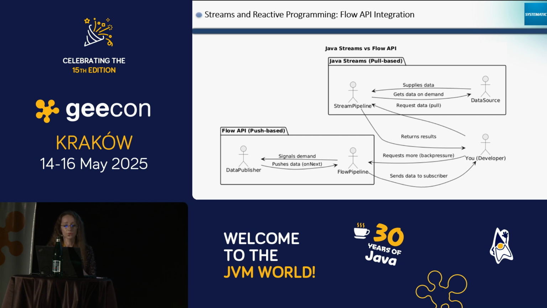So if we are building a responsive or streaming application, for example, data ingestion, UI events, or microservices, then it's worth exploring how the Streams and Flow APIs can coexist in your architecture.